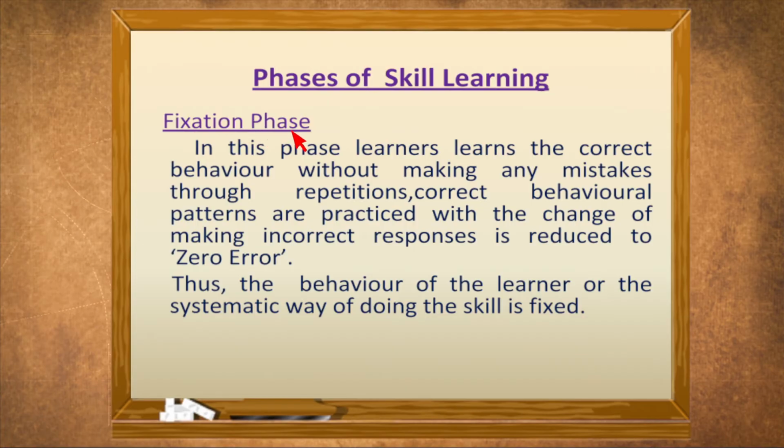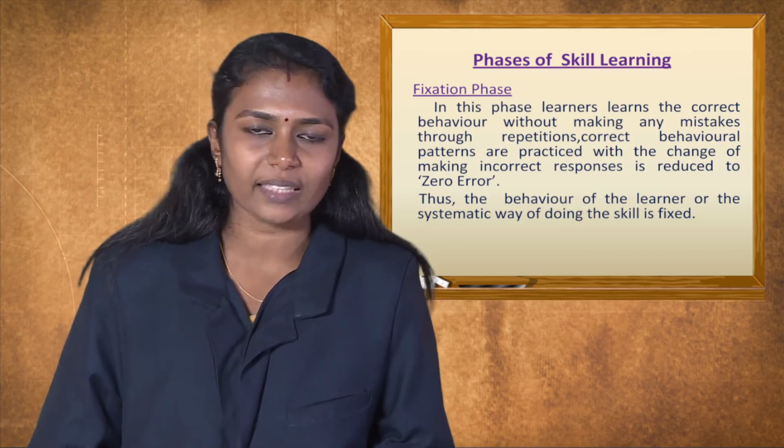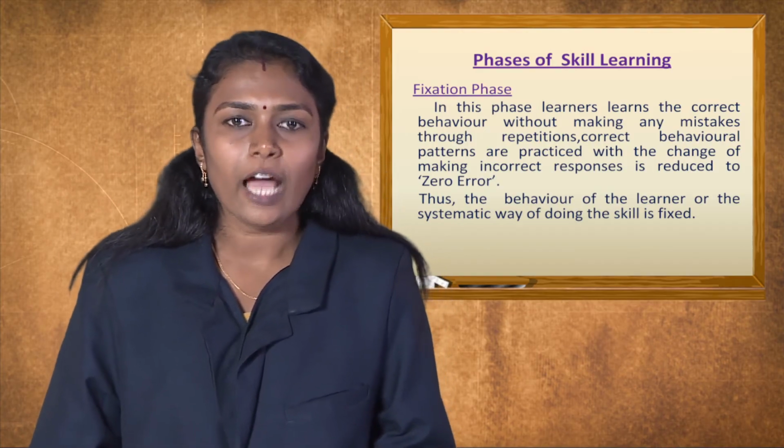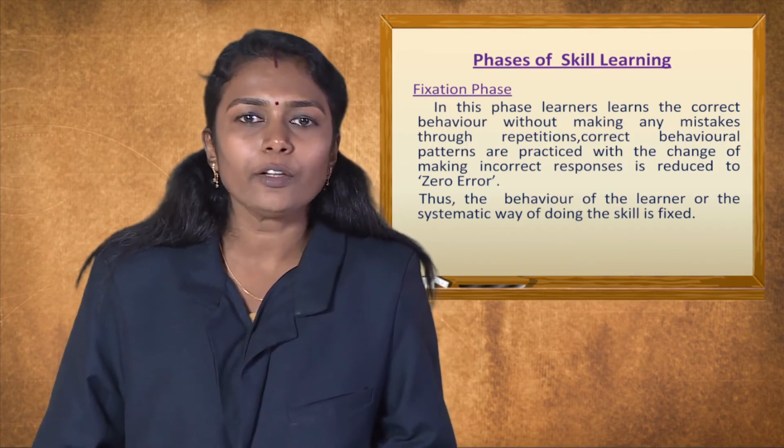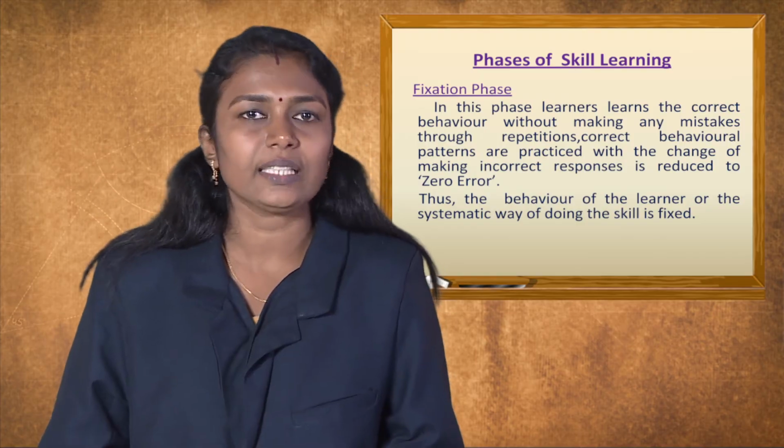Next, fixation phase. In this phase, the learner learns the correct behavior without making any mistakes through repetitions. Correct behavioral patterns are practiced until the chance of making incorrect responses is reduced to zero error. Thus, the systematic way of doing the skill is fixed. So, in the fixation phase, the learner has to practice the skill properly and repeatedly, until he reaches a stage of doing the skill with zero error.